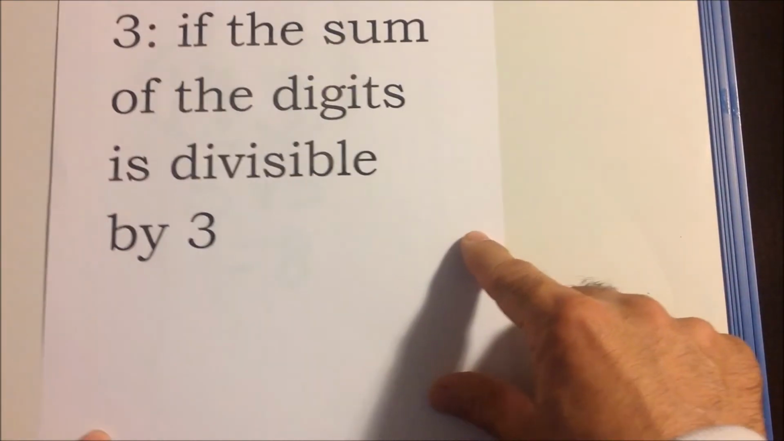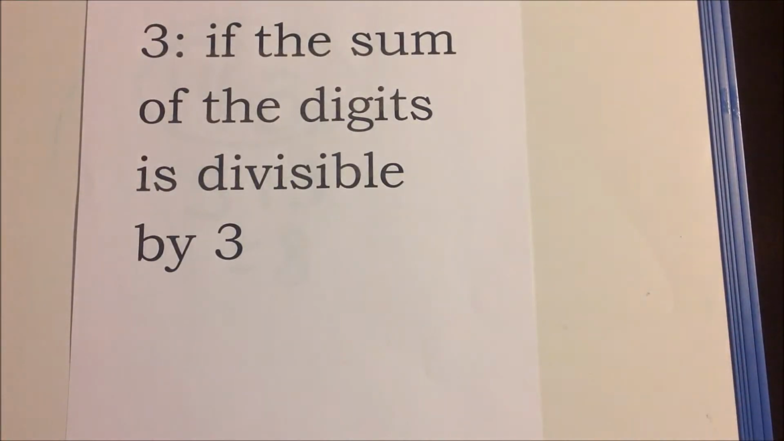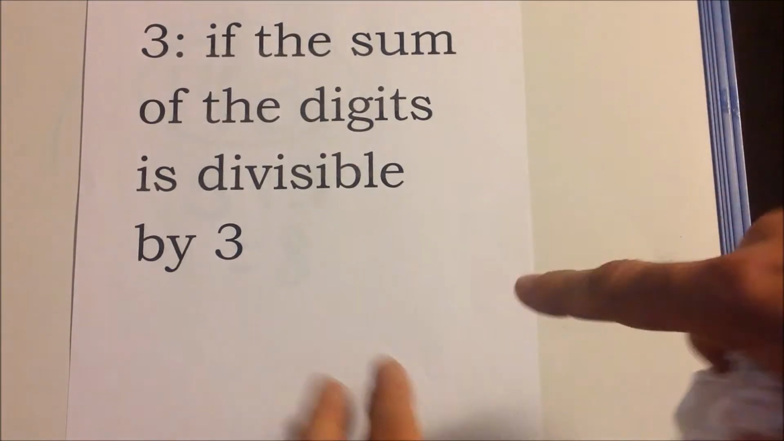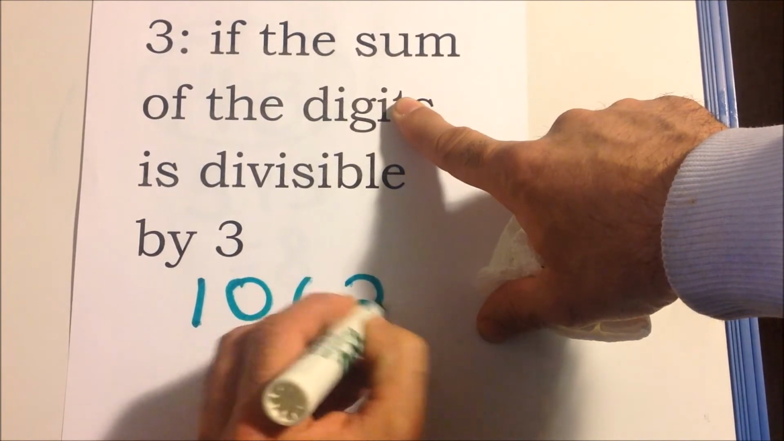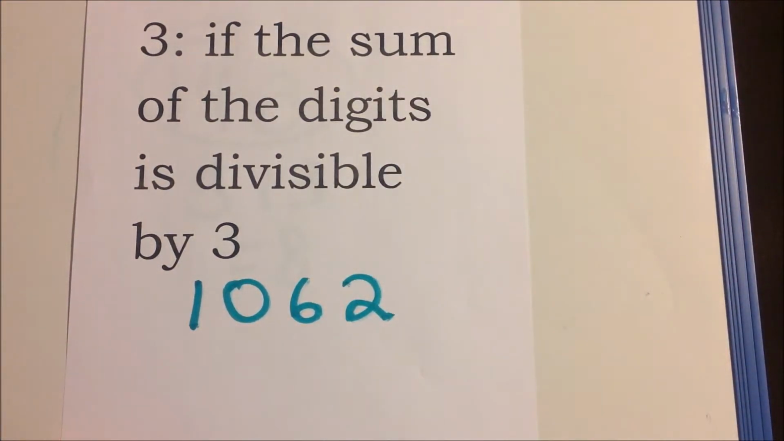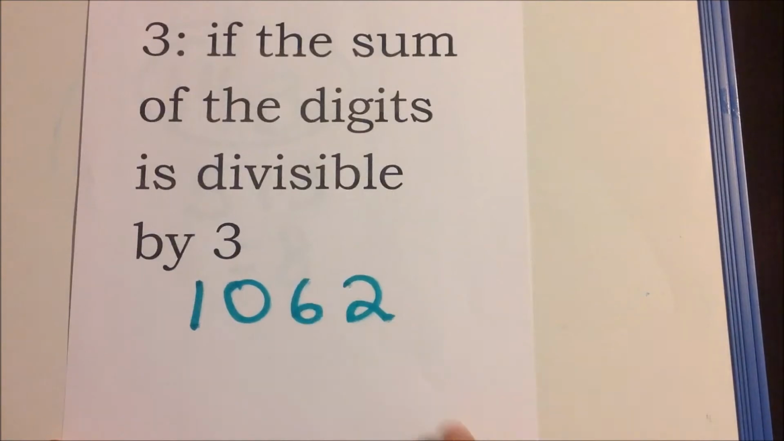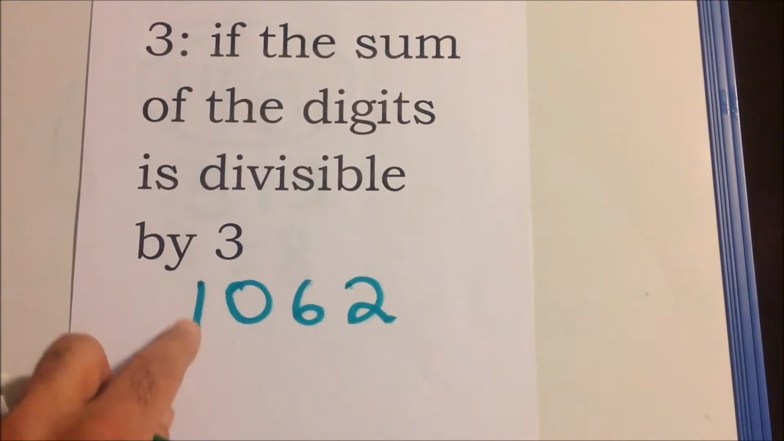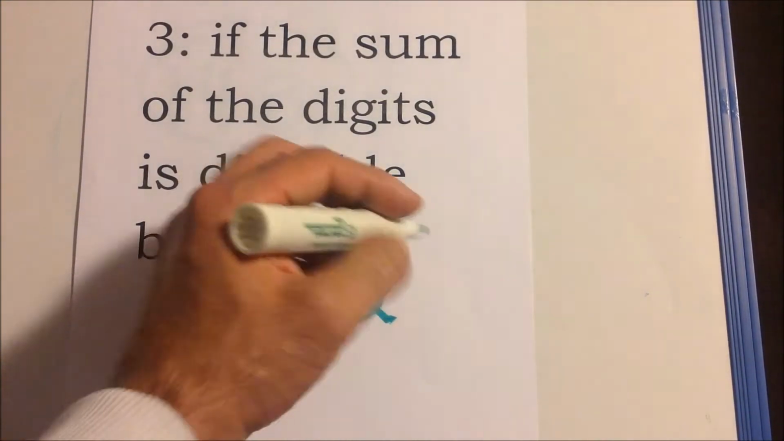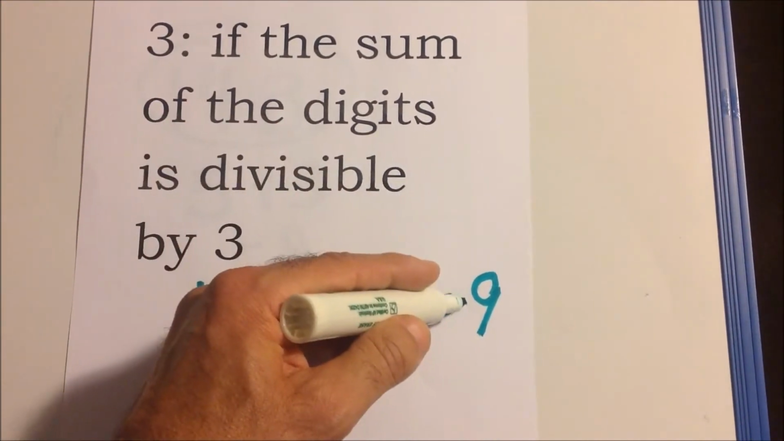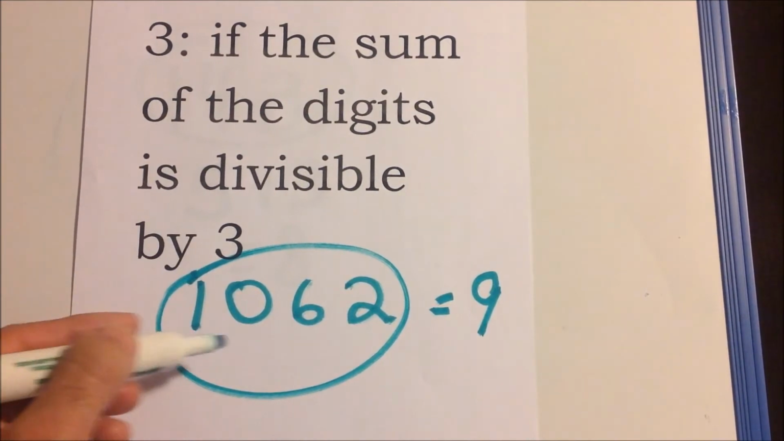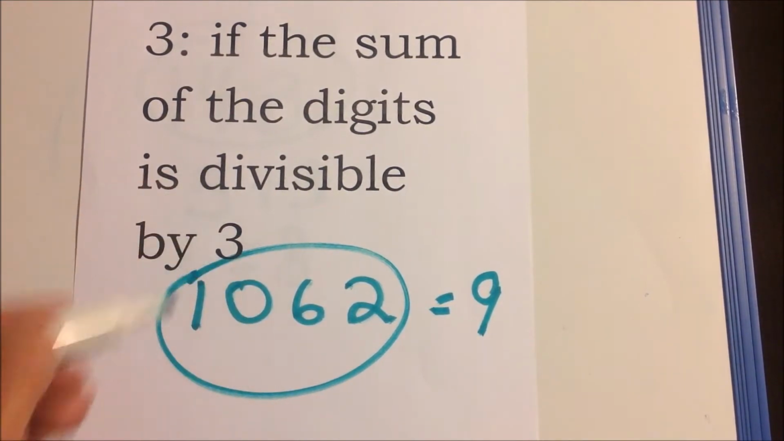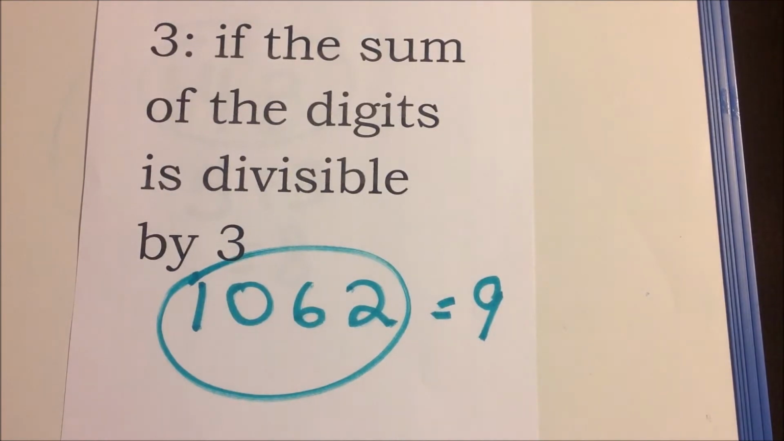So here's the rule for 3: if the sum of the digits is divisible by 3, then 3 will go into that number. Let's do another one, 1062. Will 3 go into this number? Let's add the digits. 1 plus 6 is 7, plus 2 equals 9. 3 goes into 9, so 3 will go into this number. 1062 is divisible by 3. So that's 3.